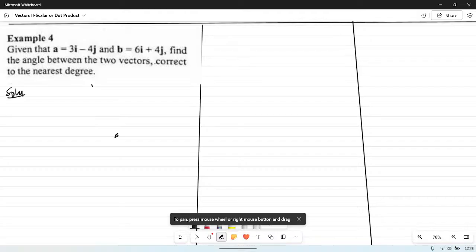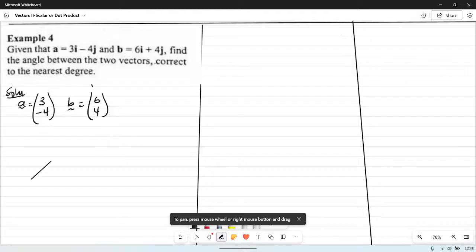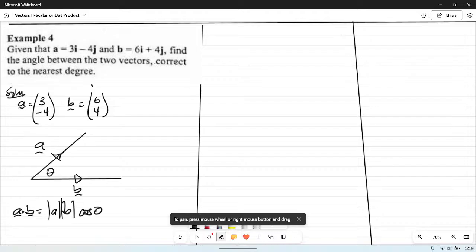Okay, let's solve this one. A is (3, -4), right? B is (6, 4). Find the angle between the two vectors correct to the nearest degree. So you can just draw two lines. Theta is here, they diverge. This is B, this is A. So A dot B equals |A||B| cos theta.